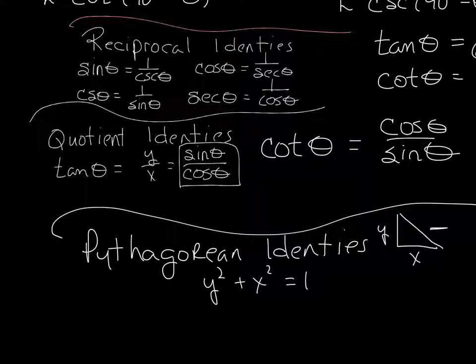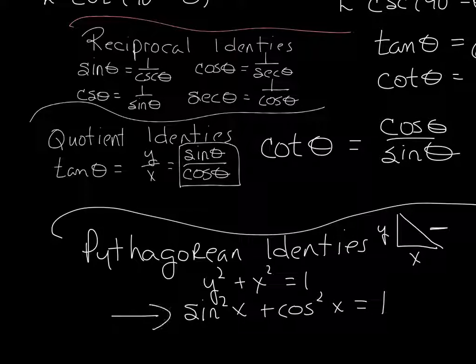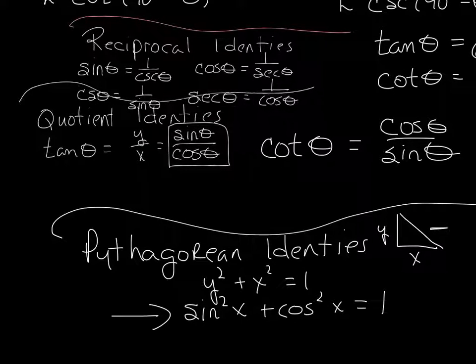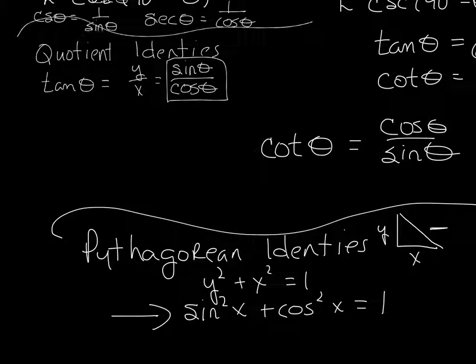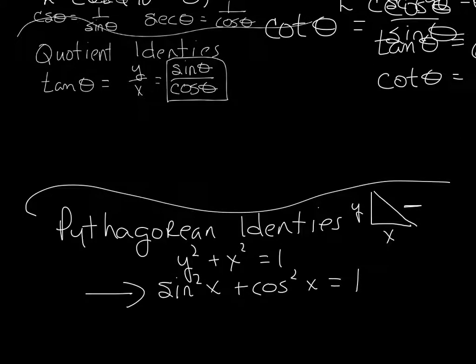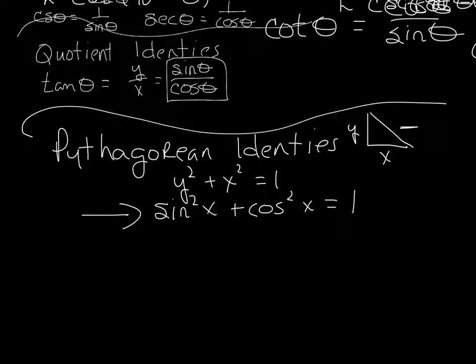But what did we say was associated with the y value of the point? What trig function? The sine. So sine squared x plus cosine squared x equals 1. That is the main Pythagorean identity. If you learn that one, you can find the other two. And there are different ways we could look at this one.